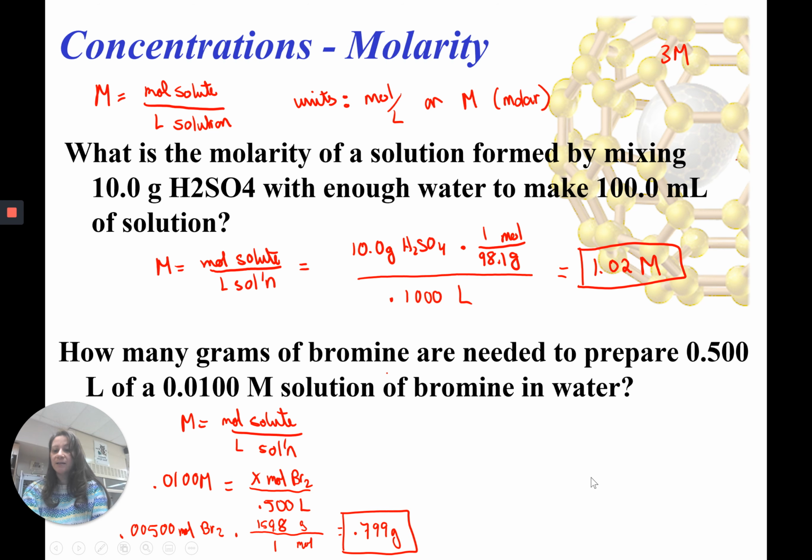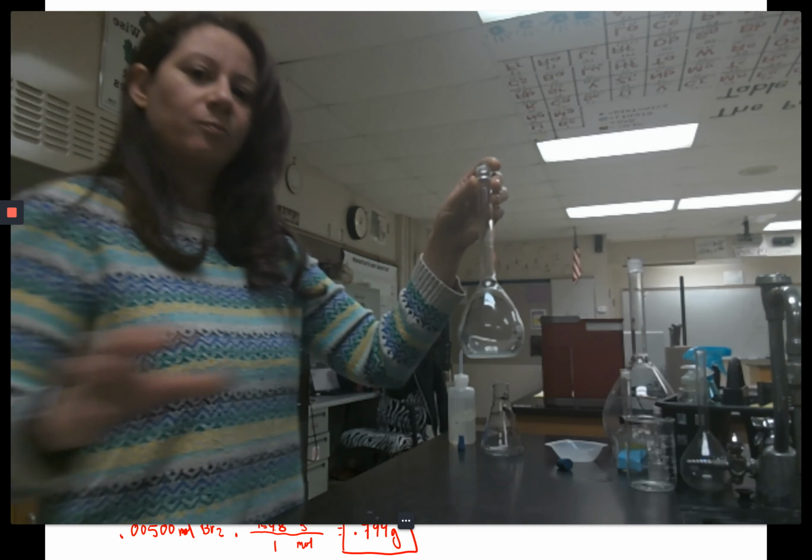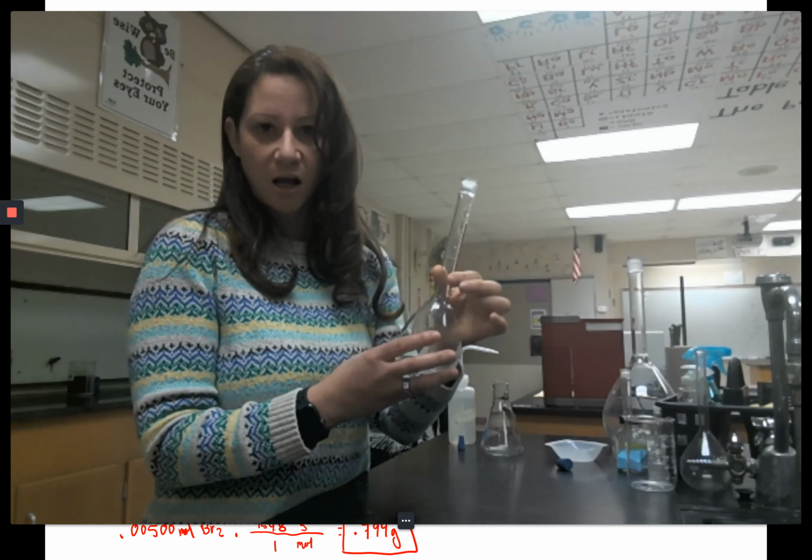Now, chemistry is a lab-based science, and so it's important not just to do the calculations, but also to know how to make the solution in the lab. So when we are making a solution with a certain molarity, you need a volumetric flask. So let me show you what a volumetric flask looks like. So this is a volumetric flask. It is pretty wide on the bottom and narrow on top.